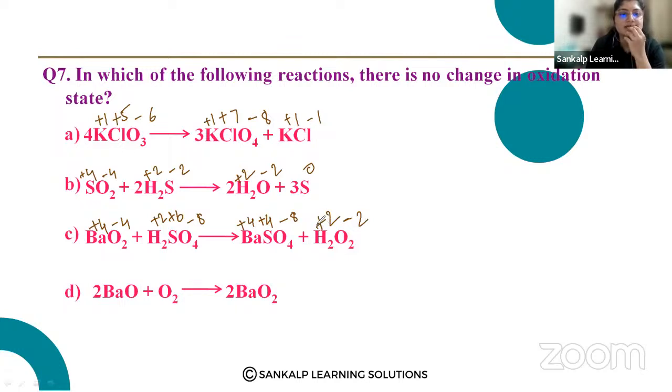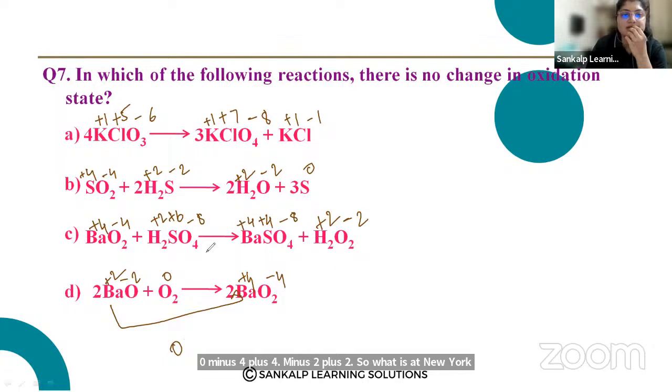Yes, students, see now. 0 minus 4, plus 4, minus 2, plus 2. So what is happening here? There is an increase in oxidation number, so it is undergoing oxidation.